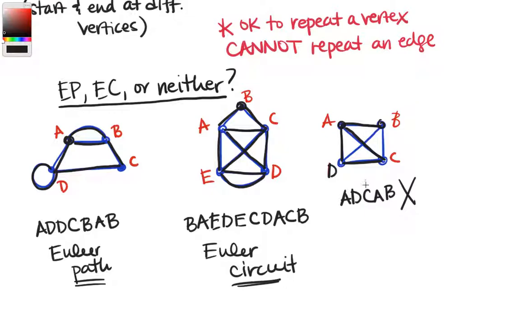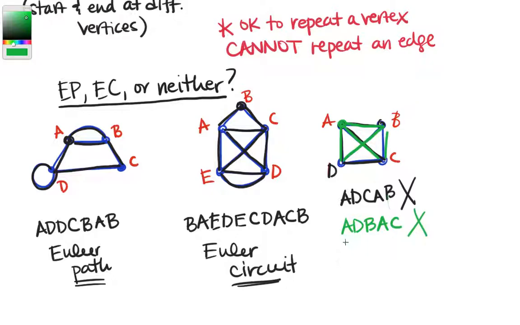So let's try a different one. Let's still start at A, but maybe we could go to D first again, but now let's go up to B. And then we can't go back. Oh no, we can go back here. Let's go there. Let's go to A. And then now our only option is to go to C, but we're in the same situation we were before. We've got two edges we need to hit, but we can only hit one.